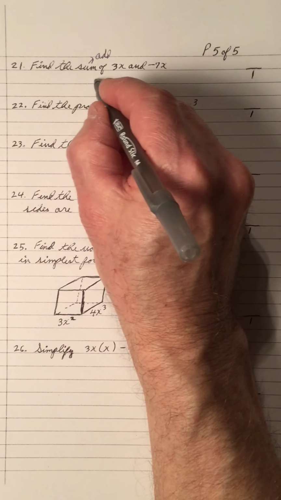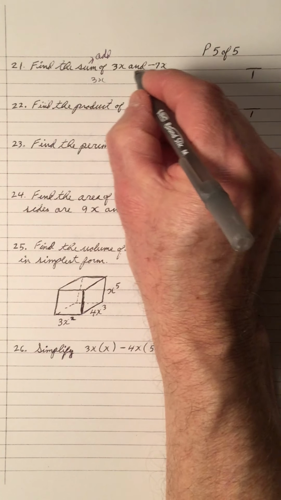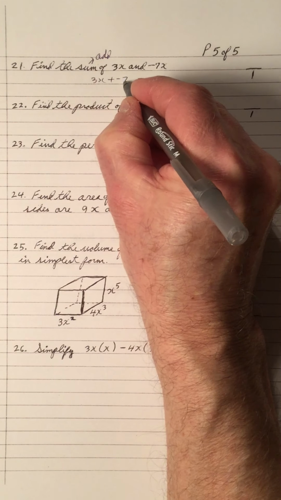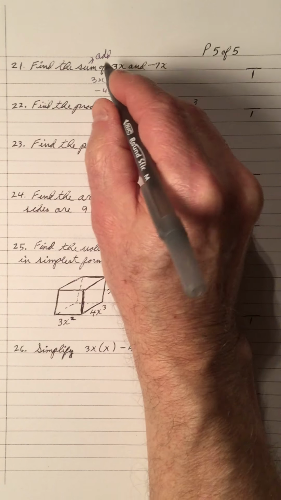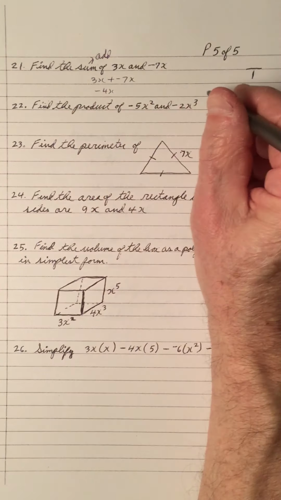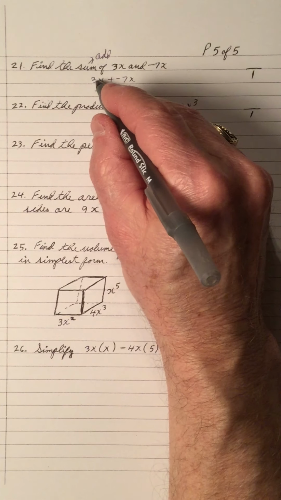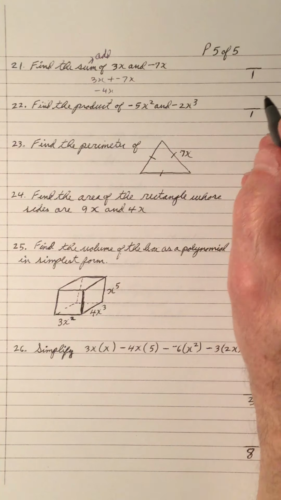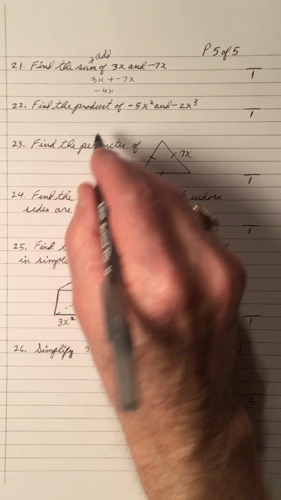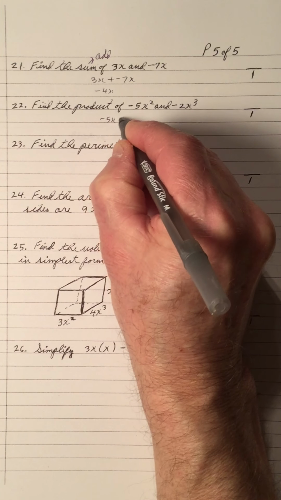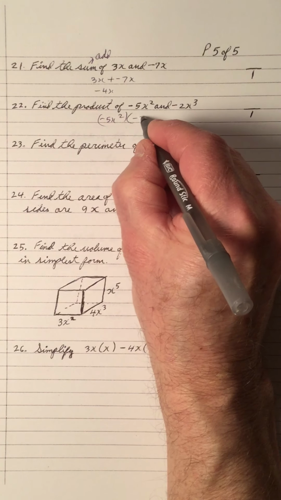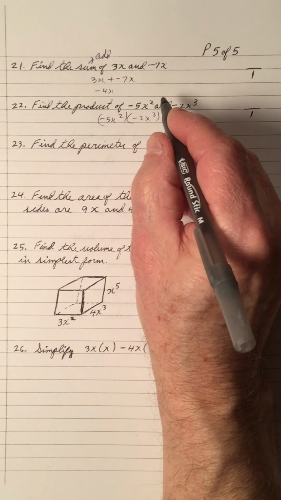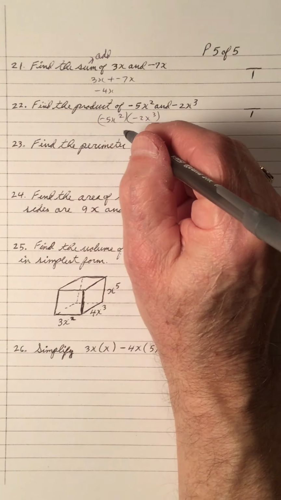Add means sum, so we got that, add on. Now I could go like that, and when I add, I get a negative 4x. Sum means add, so I'm going to add these two together. So negative 7 and 3 is negative 4, and there's an x, like terms. Product means multiply. So that's 5x squared, bracket, negative 2x cubed. So add is sum, product is multiply.